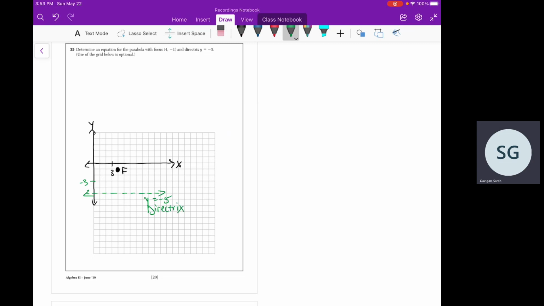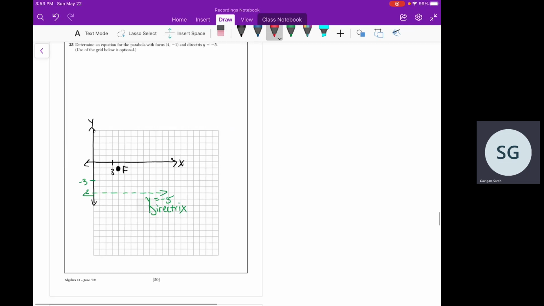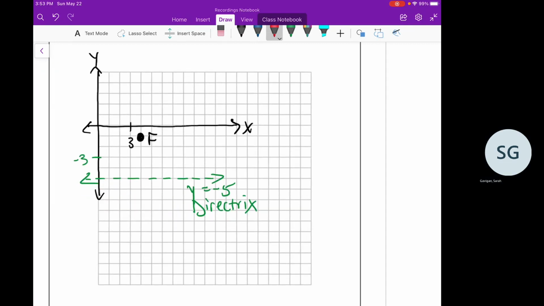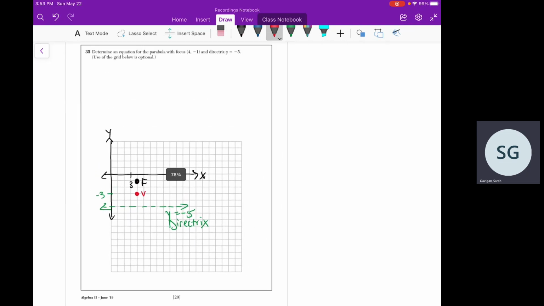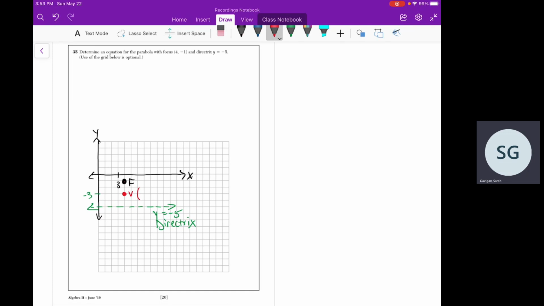And what we know is that the vertex is in the middle of the focus and the directrix. So my vertex has to be in the middle. If you use the grid that they give you, it's easier to count. There's 4 spots in here, so it's 2 away. That is my vertex. And my vertex is going to be (4, -3). Now what you're going to do is plug that into the formula.